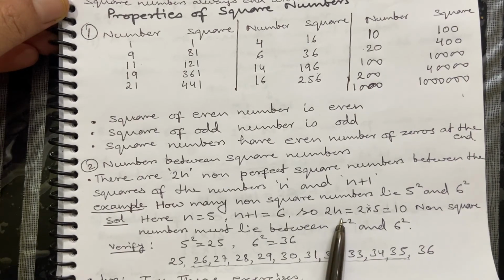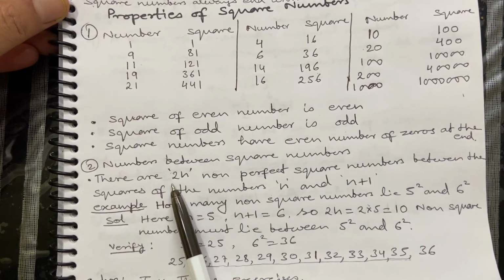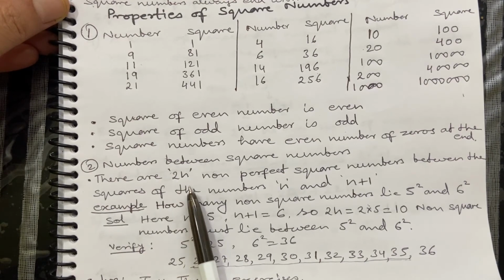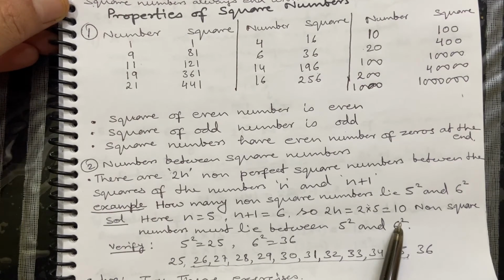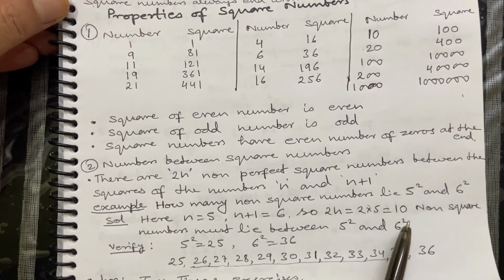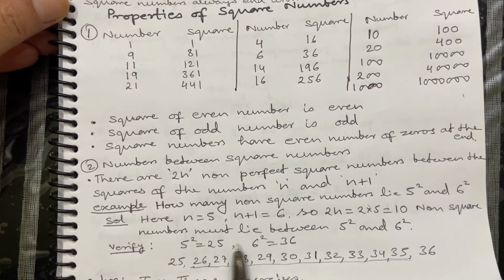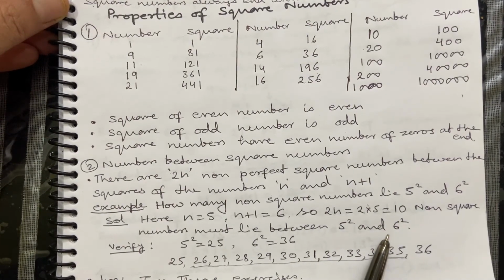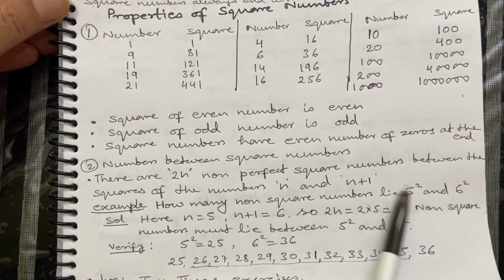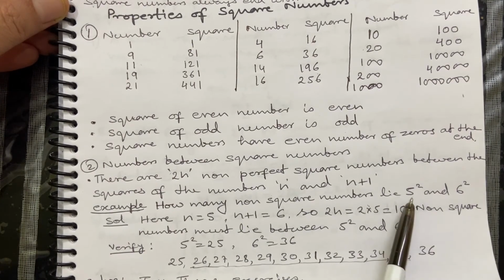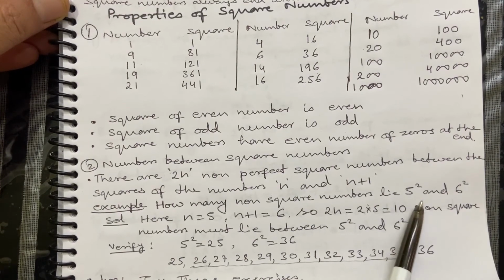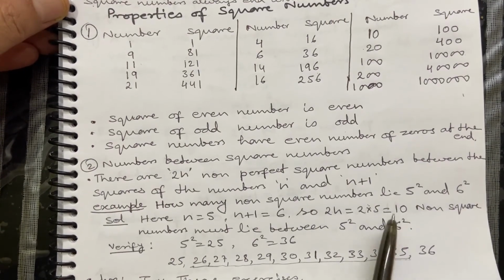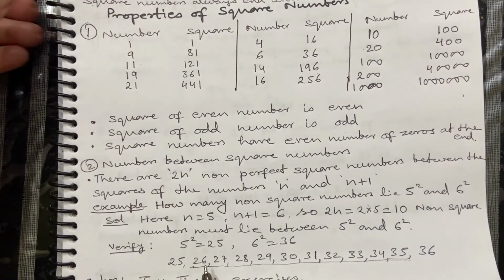So what is 2n? Because we know the answer will be 2 times n. So if n is 5, 2 times n is 2 into 5, that is 10. So directly we can say there will be 10 non-square numbers which will lie between 5 square and 6 square. Without doing any calculation, you just have to take n equal to 5 and multiply it by 2. 2 into 5, that is 10.